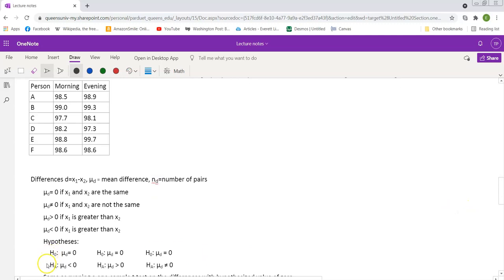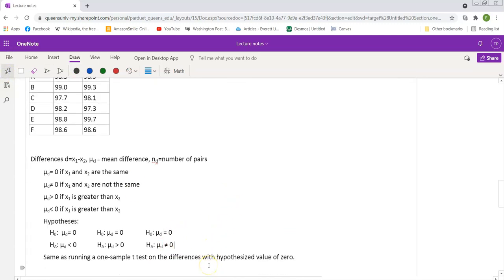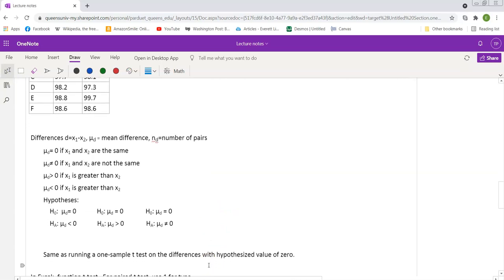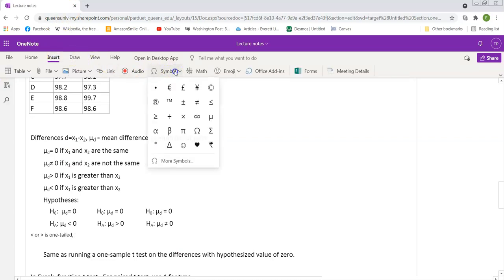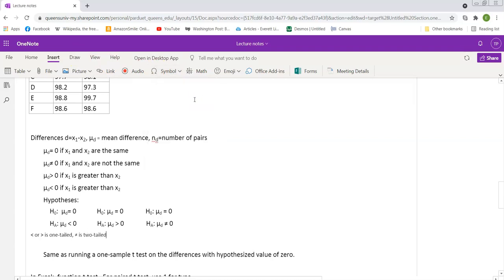The alternative hypothesis could be that mu D is less than 0, mu D is greater than 0, or mu D is not equal to 0. And remember that, just like before, less than or greater than is one-tailed, whereas not equal to is two-tailed. Okay. And just like before, we're gonna need this.